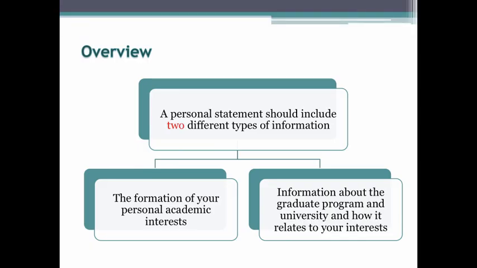Now, the overview of the personal statement: it should include 2 different types of information, both your academic interest and information about the graduate program and how your interests relate to the program. Because remember, at times the admissions committee may believe that you are an amazing candidate, but your interests may not fit that of the program. It's not that they don't want you there, it's just they're looking for candidates whose interests fit together with the interests of the graduate school.